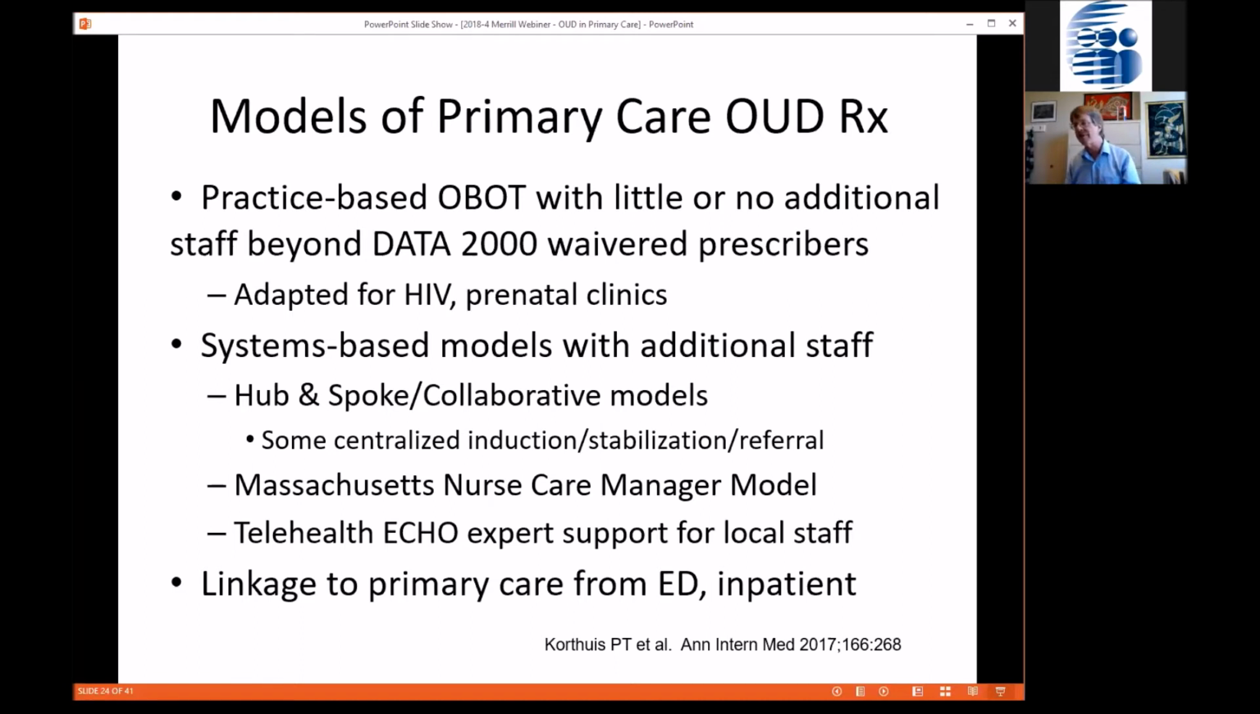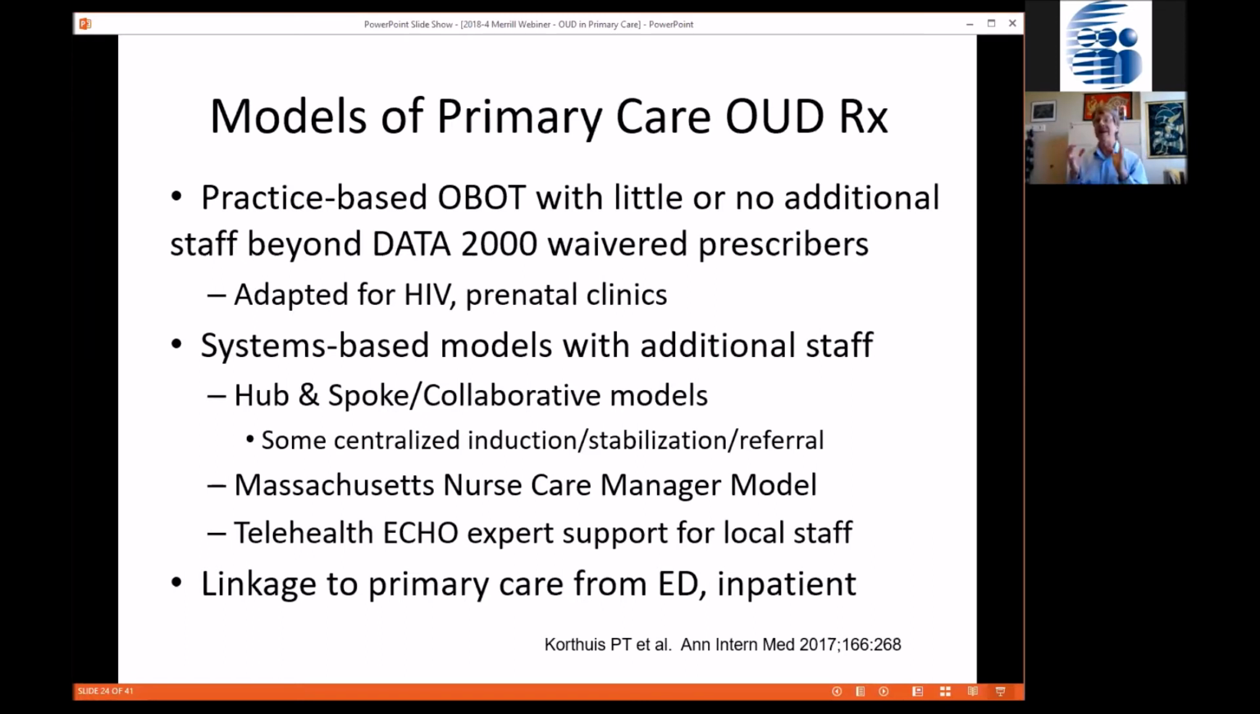The collaborative care models. Baltimore and Maryland has done this, where they set up clinics to start buprenorphine, like a central induction facility within a city. It's not necessarily a methadone program. And then, again, when they're stable, they get them to primary care docs to take on the prescribing. So centralized induction, stabilization, referral. If the patient relapses or is having trouble, they can go back to the hub.